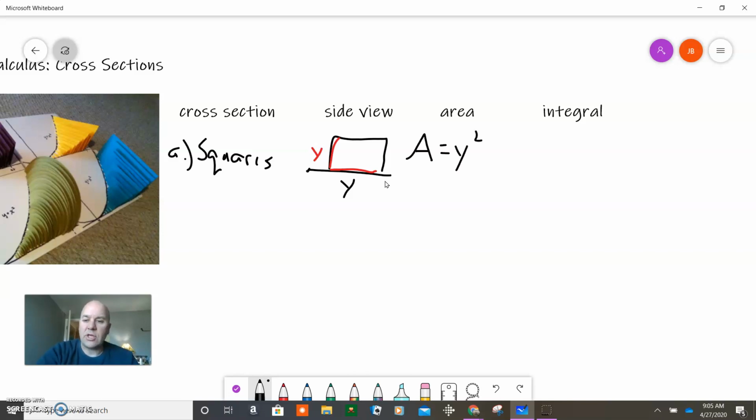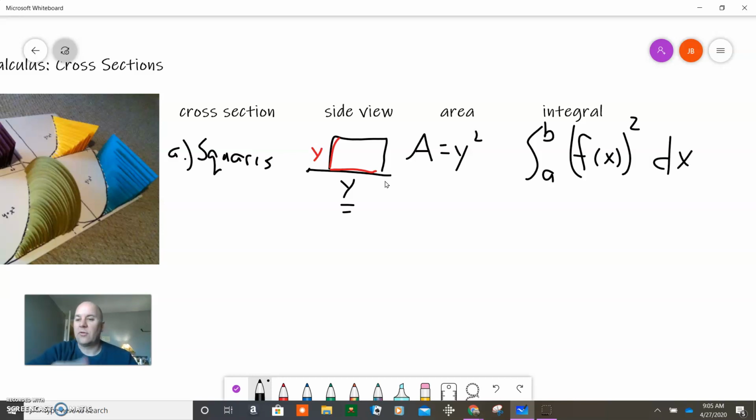So the only thing that changes on our integral from a to b is that I'm going to refer to the function, the y value, as f of x, squared, dx. That's how you find the area of every single one. So you're still going to set up the integral and just put it squared, and that will find the area of it. Now, let's do part B.